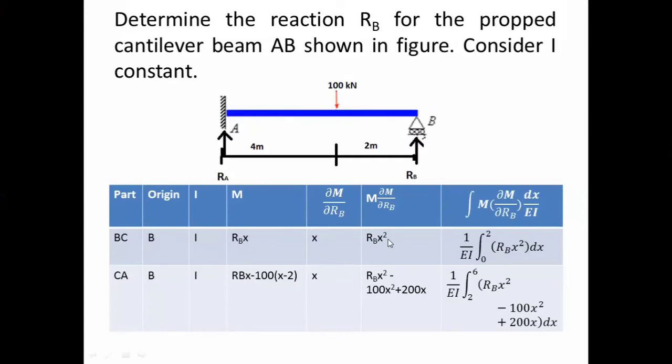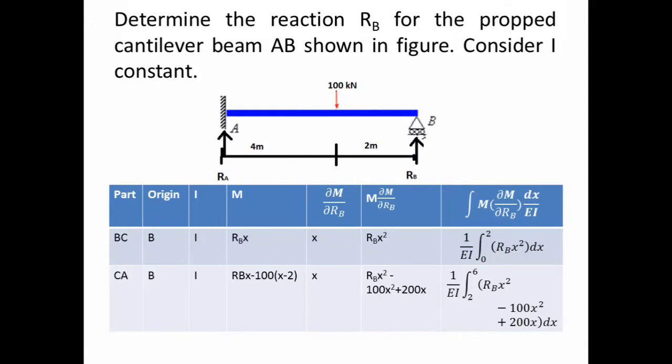Yes, yes. Okay. Now there is simple multiplication of fourth and fifth column, m and partial derivative of m. So that becomes RB into x square minus 100x square plus 200x. And I am going to substitute m and this value in the integration. Now limits, my CA length with respect to origin is at 2 meter. It is starting at 2 meter from origin and ending on 6 meter from B. So 2 to 6, 4 meter difference, which is length of CA.